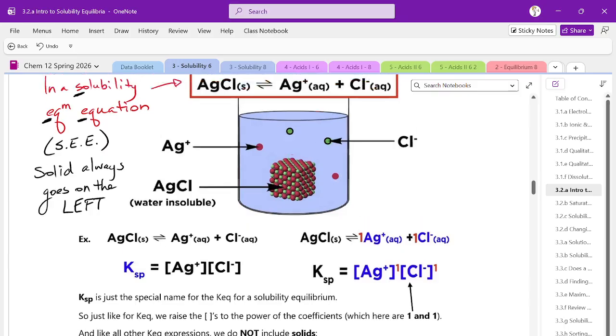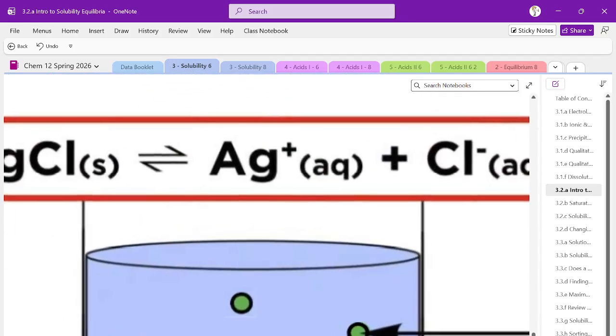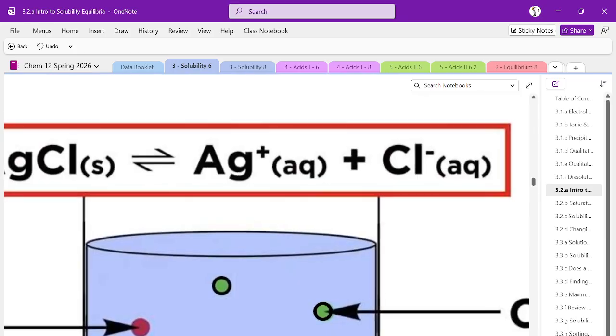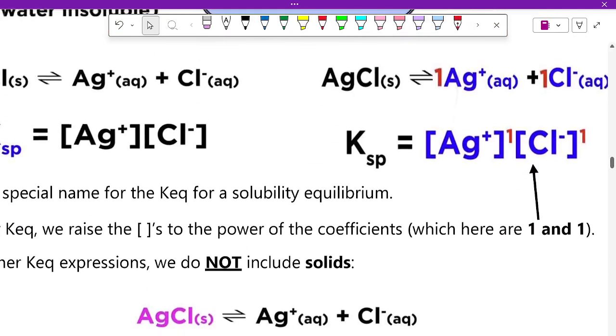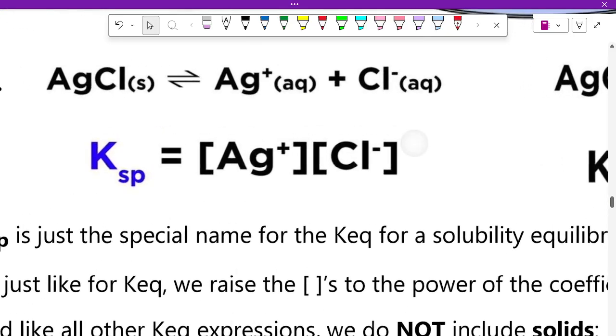So our Ksp expression, then we take our products, Ag+ times Cl-. Do you need to include the charges? Yes. Okay, so there's our charges, plus and minus, and Ksp equals, this is our Ksp expression.